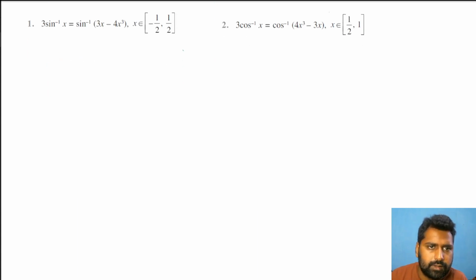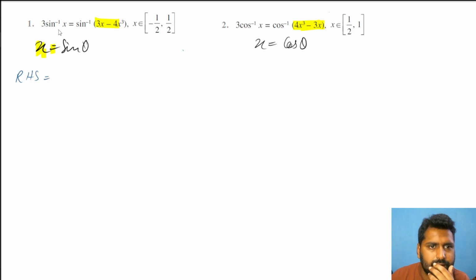So I gave the substitution for this as x as sine theta. And for this expression, I gave the substitution as x as cos theta. Let's see what happens. I'm solving the RHS. But they will ask that this expression simplifies to, they'll not give this expression. Similarly here also, they'll say this expression simplifies to, and then you have to judge. So let's see, RHS becomes sine inverse inside the bracket.